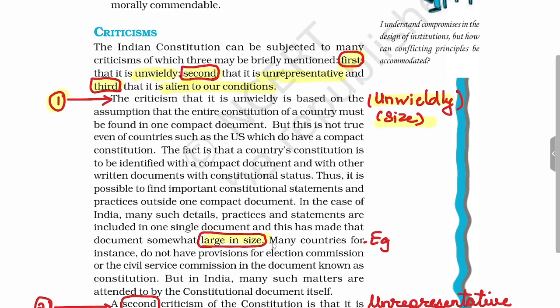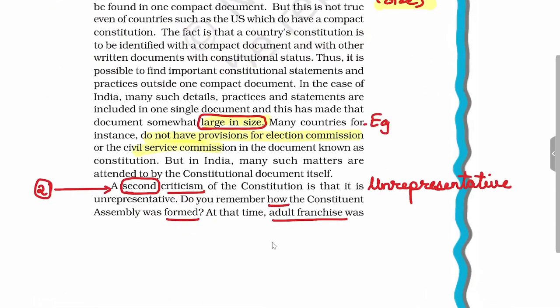So if you see the first criticism, it is related to the size, and the reason is that many constitutions of other countries will not have detailed provisions for the Public Service Commission and Election Commission, but the Constitution of India has all the detailed information, which is the reason that the Constitution of India is the largest written constitution of the world.